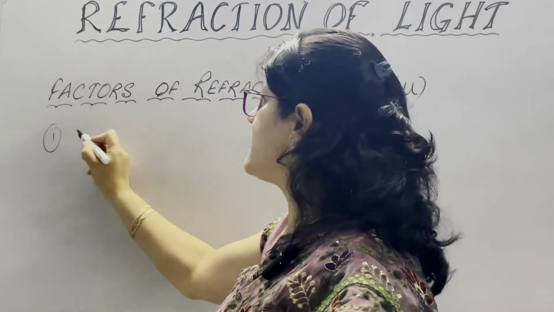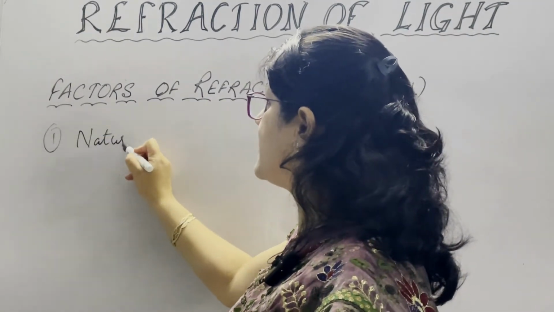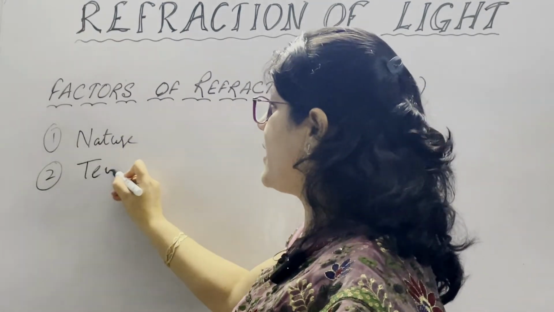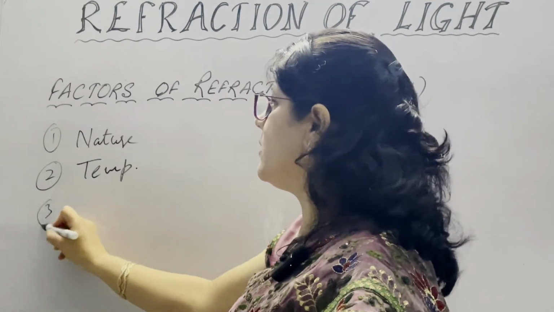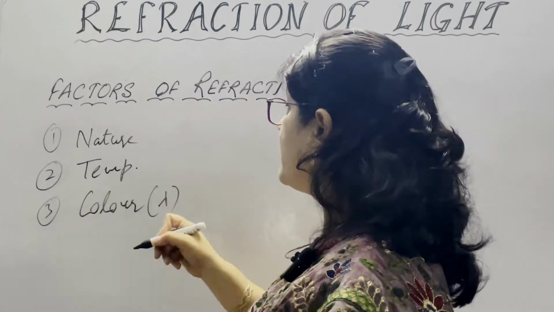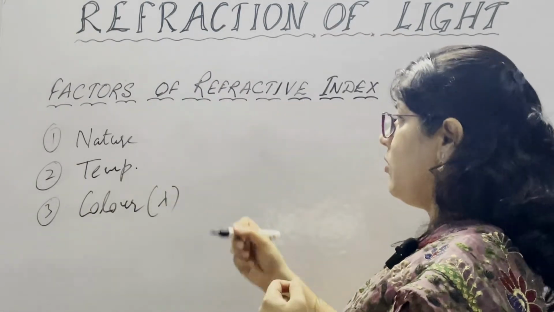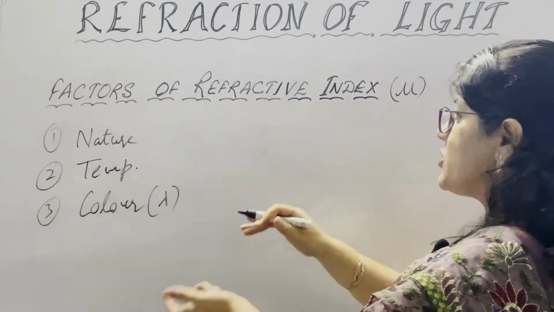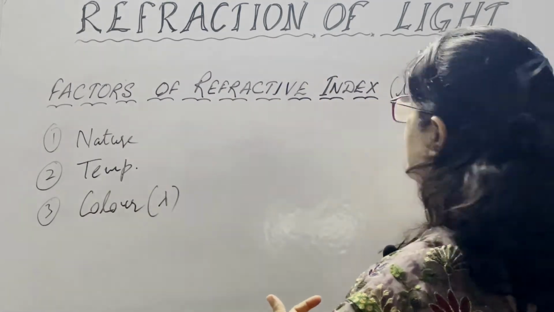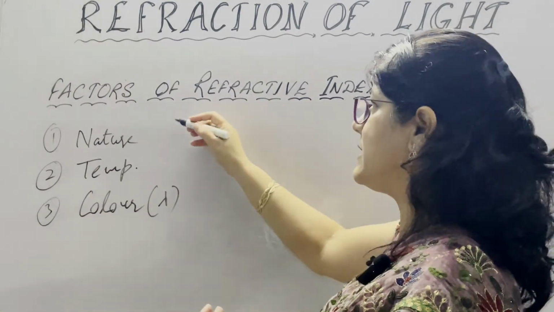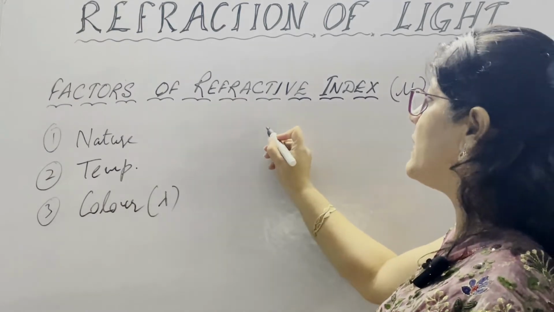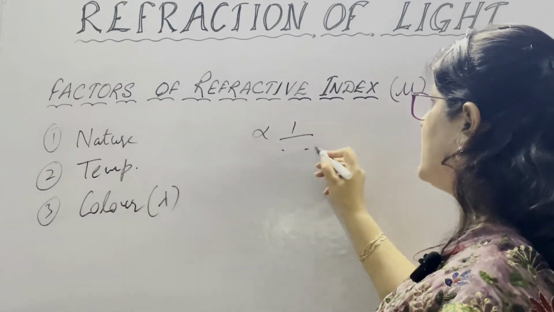Now the first factor is the nature of the medium, it means its optical density. Second is physical conditions such as temperature, etc. Third is color or wavelength of the ray which is coming. Now, on all these factors, the relation is inversely proportional. It means when refractive index increases, then these will decrease, or vice versa, when they decrease, refractive index will increase. It means there is inverse proportionality with all these factors.